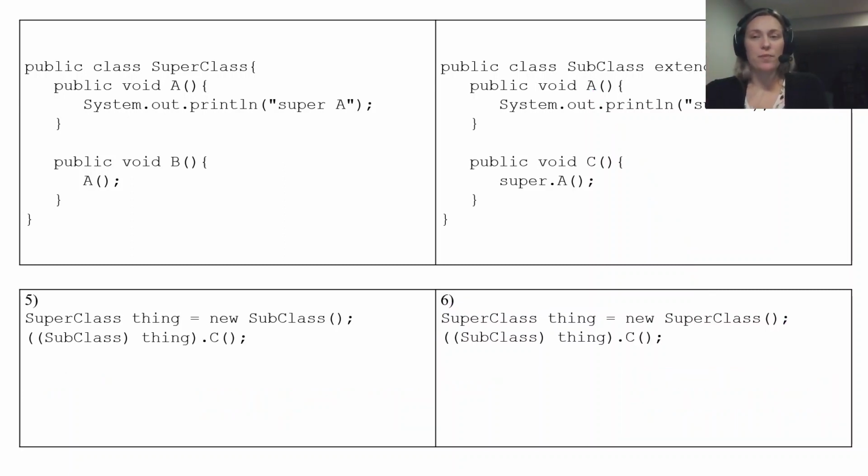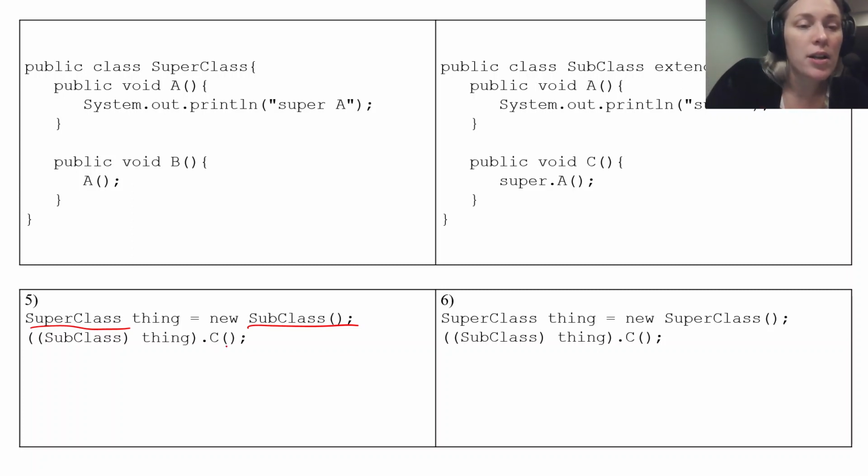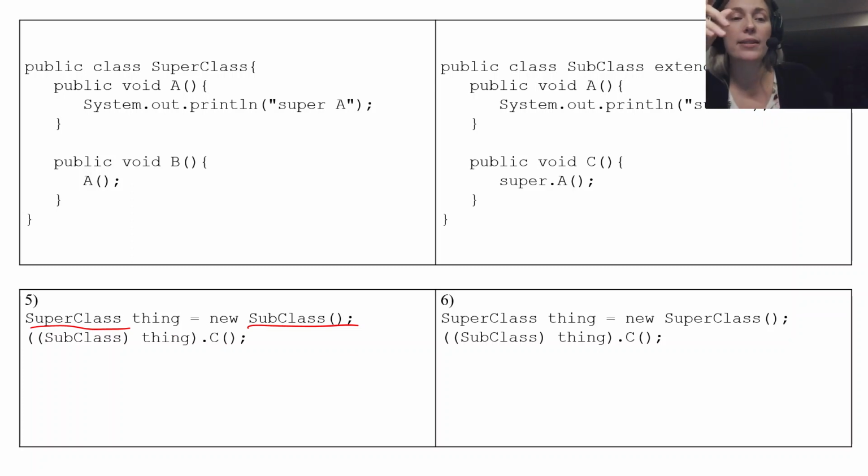Two more examples. Okay. Superclass equals new subclass. Perfect, that is legal. Next, I see a downcast here. Okay, so this was before. If we didn't have subclass there, thing.c, we just said we can't run. Okay? But now we have an explicit downcast, okay?